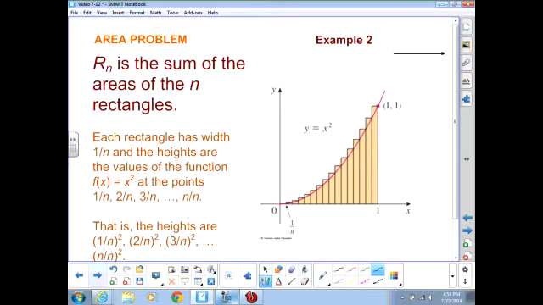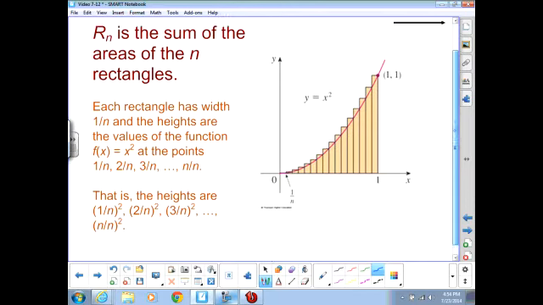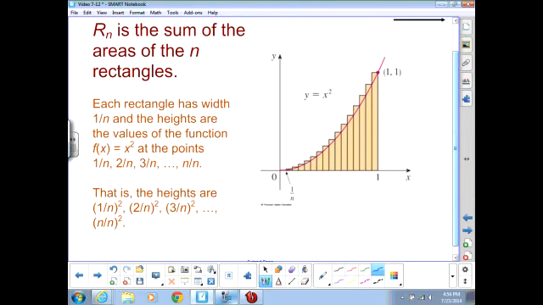So let's think about this. If we draw in a bunch of rectangles, so we're going to say we draw in n rectangles. Well, when we had 4 rectangles, 1 divided by 4 was 1/4. So each jump for the width of the rectangles was 1/4. When we had 8 rectangles, we had 1/8. And the reason it was 1/8 is because our total width is 1, and it was split 8 ways.